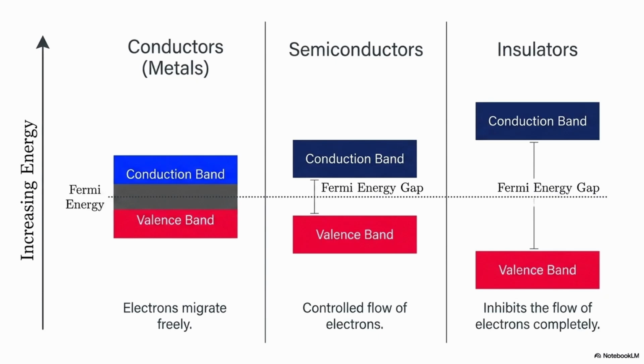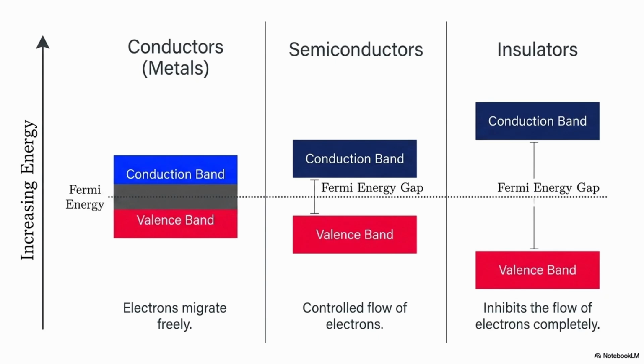They exist in bands. The valence band is where they're normally anchored. The conduction band is a higher energy state where they can break loose and flow as a current. Okay, let me try an analogy. Is the Fermi energy gap basically a bouncer at a nightclub? I like where this is going.